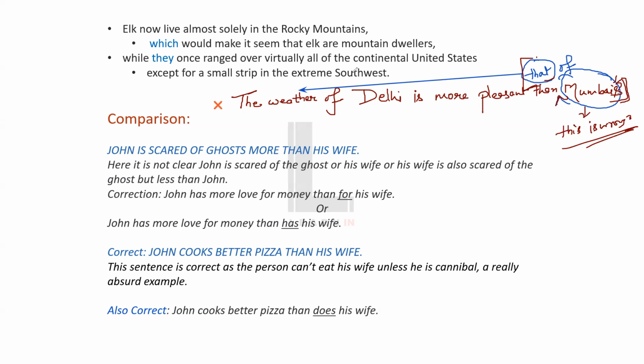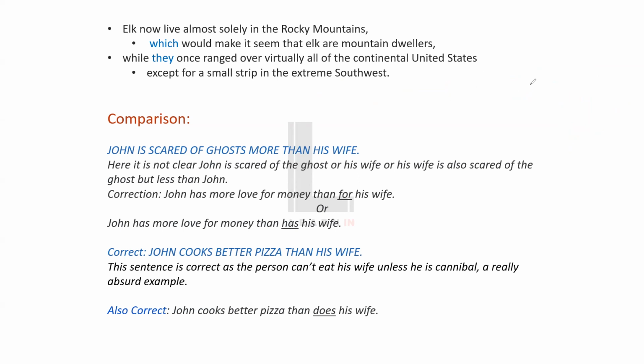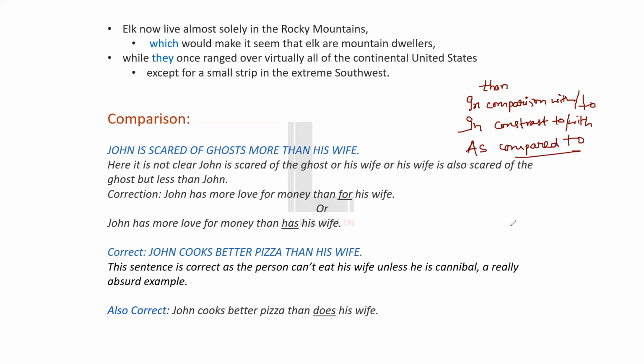So how do you understand? What things do you notice to recognize a sentence which is comparing things? Name some things. Than, everyone knows. In comparison with, in contrast to, in comparison to, as compared to. These are easy to understand. But what are the other things?